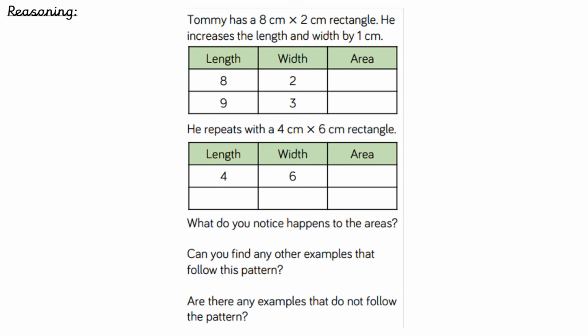Okay, I know some of you have done this one before. Tommy has an 8 centimetre times 2 centimetre rectangle. He increases the length and width by 1 centimetre. So as it goes down, you can see that the length is increasing by 1 centimetre and then the width is. So you just need to work out the area by multiplying those together, and then he repeats that with a 4 centimetre by 6 centimetre. So again, add 1 centimetre to the length and 1 centimetre to the width. Then work out the area. It says, what do you notice happens to the areas? Off you go.